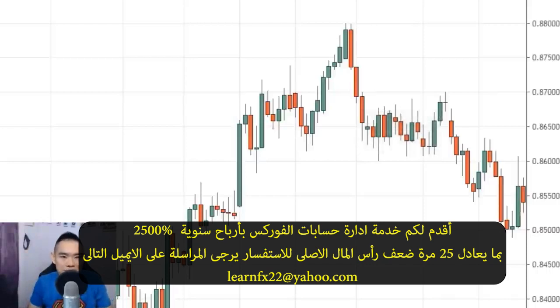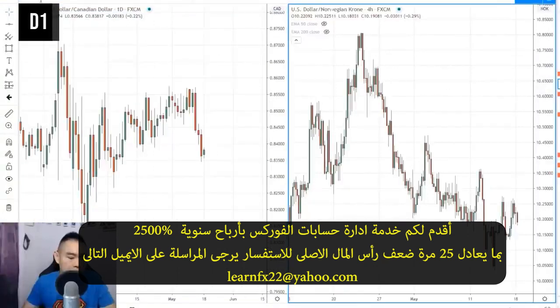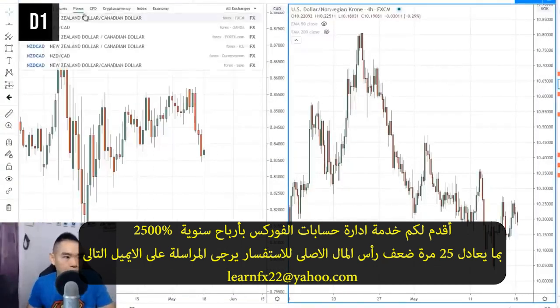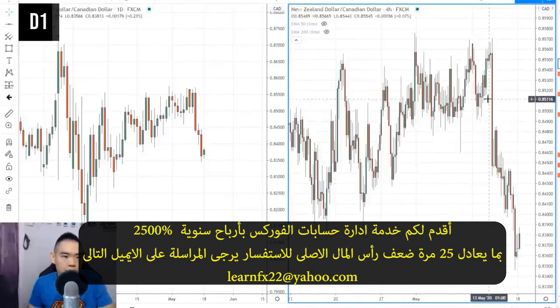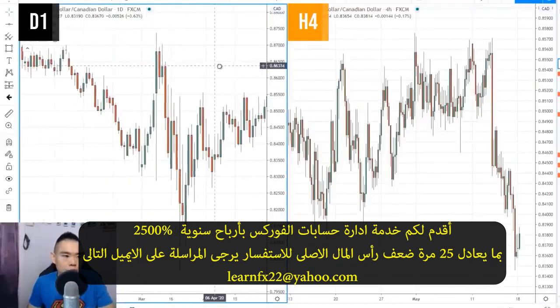So let me just split the chart into two. Okay, so this is New Zealand Canadian daily time frame. I'm going to change this to New Zealand Canadian 4-hour time frame. Okay, so this is the 4-hour time frame. So now let me just orientate you quickly.